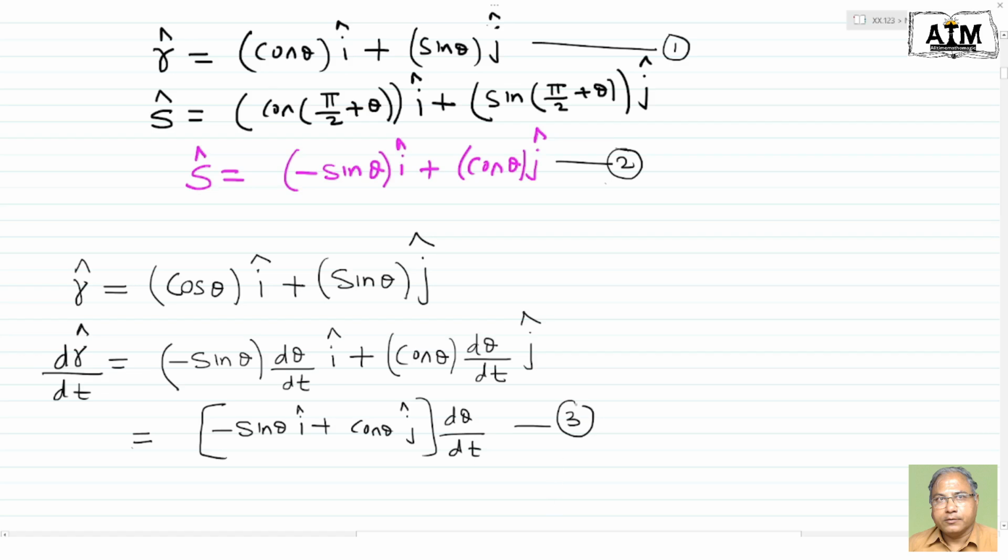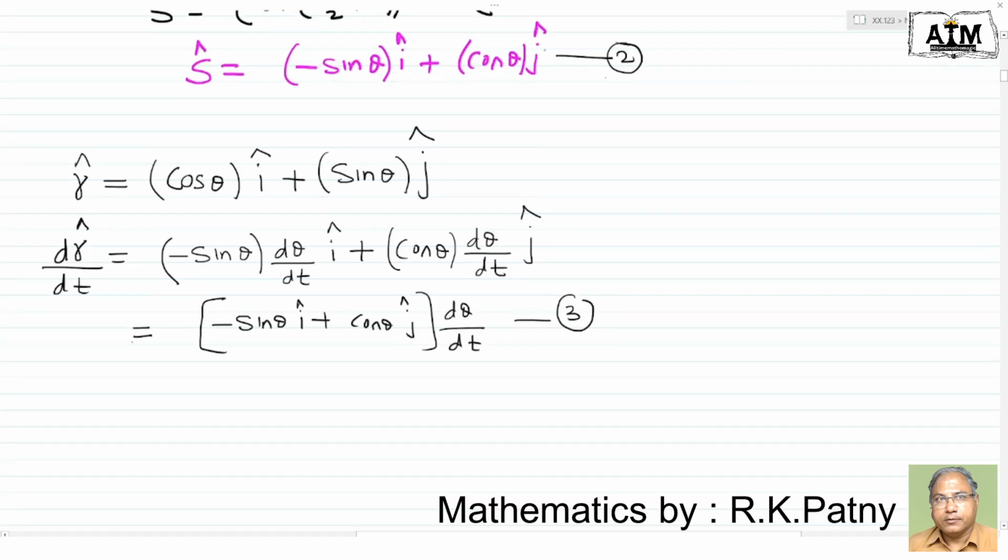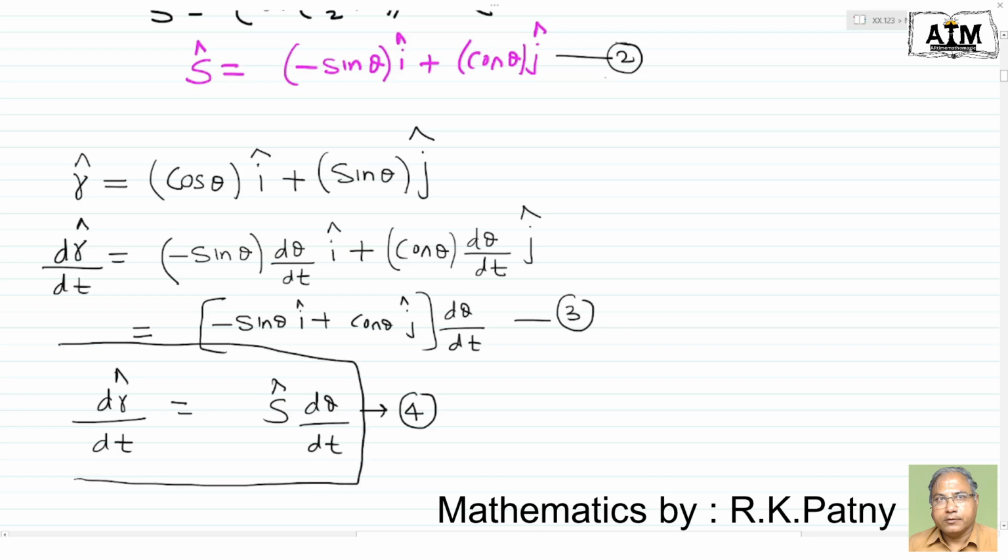Now from equation 2, minus sin theta I plus cos theta J is nothing but S cap. Therefore, dR cap by dt equals S cap times d theta by dt. Call it equation number 4. This is the relationship between dR cap by dt, S cap and d theta by dt. I would like to tell you that d theta by dt is nothing but omega.